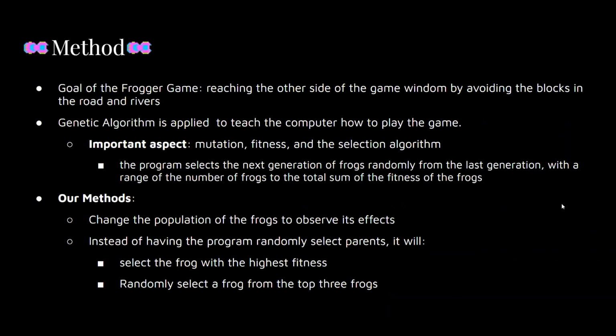The selection algorithm selects the next generation of frogs randomly from the last generation with a range of the number of frogs to the total number of the fitness of the frogs. In this project, we have changed some parts of the code. The population of the frogs has been changed to observe its effects. Instead of having the program randomly select parents, it will, one, select the frog with the highest fitness, or it will randomly select a frog from the top 3 frogs, i.e. the frogs with the 3 highest fitnesses are recorded and one of them is randomly selected.